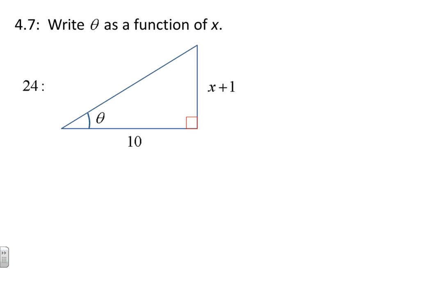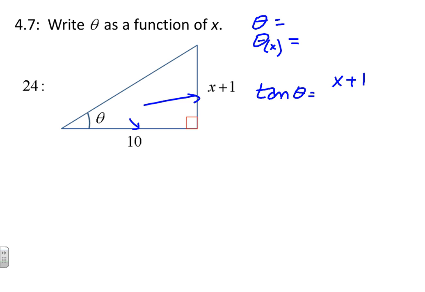Okay, write theta as a function of x, which means basically I want theta equals something. You could write it as theta of x equals, but I want theta alone. Now, you may not be thinking in inverse trig functions yet, but if you saw this, you would say, oh, opposite, adjacent, I know something about those in terms of theta. Opposite, adjacent, I know that tangent of theta is (x plus 1) on 10. But I want to get rid of tangent.